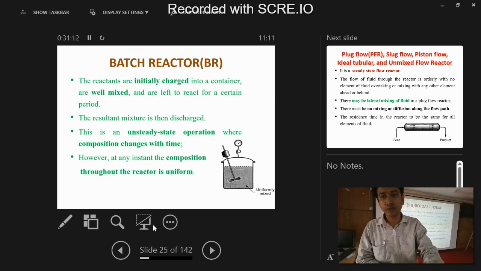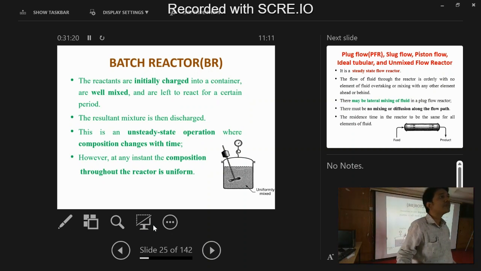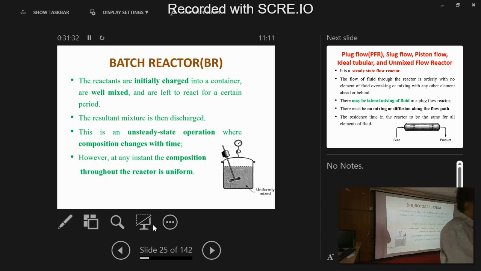Clear? But at any instant, the composition throughout the reactor is uniform. What do I mean by this last line? Let us say, for example, after half an hour I take a sample here, here, and here. Will it be the same? That's what it is saying: at any instant the composition is the same throughout because it's well mixed. But it will change after half an hour. Maybe at first I take a sample and get 10 moles, but after 1 hour it will not be 10 moles. It may be 20, 20, 20. At all points it will be 20 because they're well mixed. Clear?